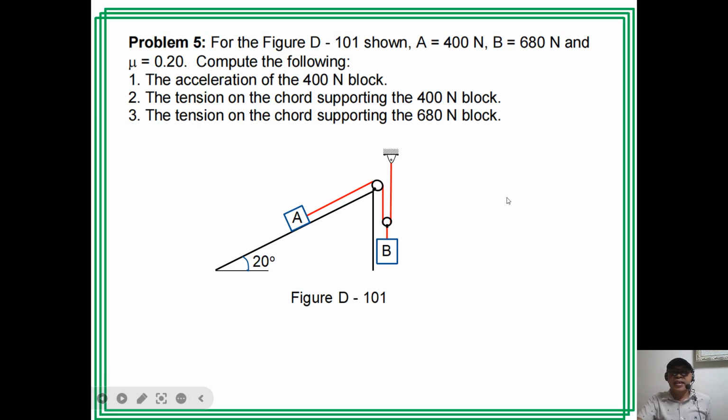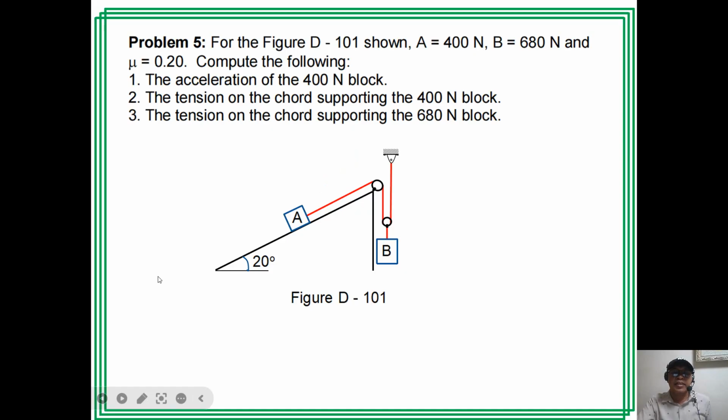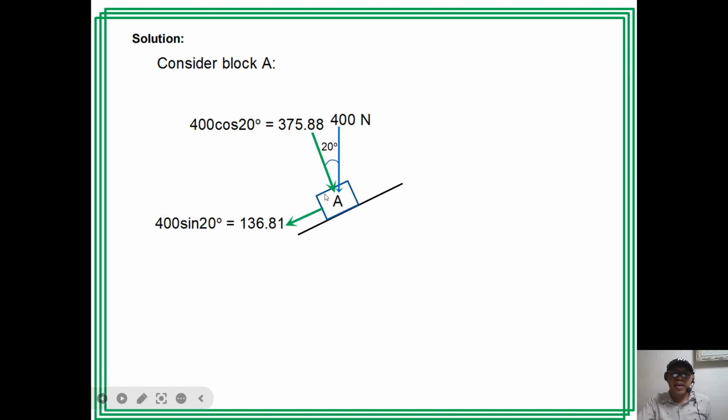Okay. So, I can consider block A na. So, consider block A. This is the weight, 400. Then this is 400 cosine 20. Is it 20 degrees? Try to check. 20 degrees na. Okay. So, we have here 400 cosine 20. Then, we have here 400 sine 20. We have the normal force. And then, we have the tension of the string holding the block A.